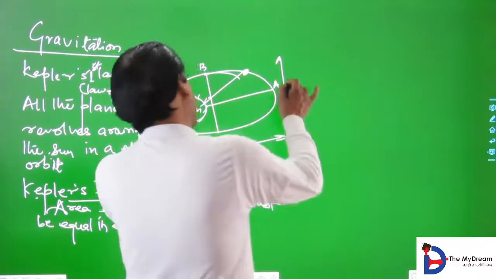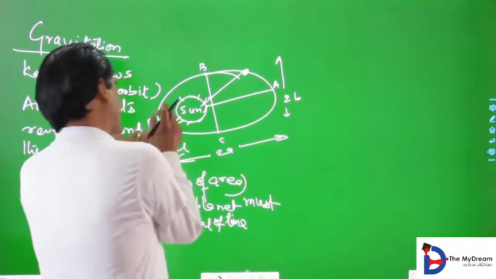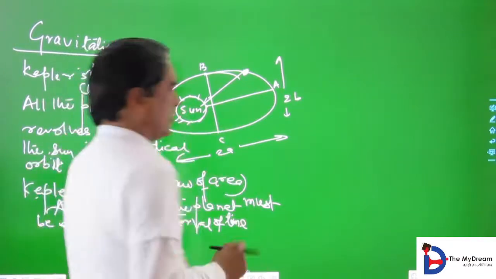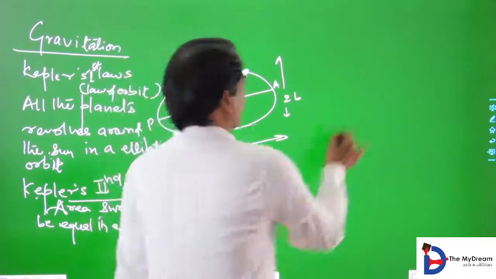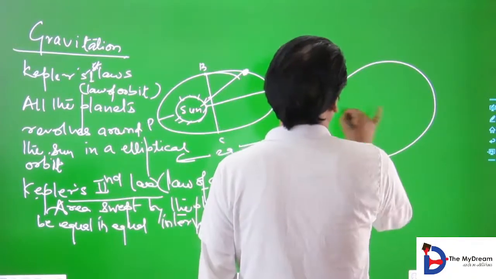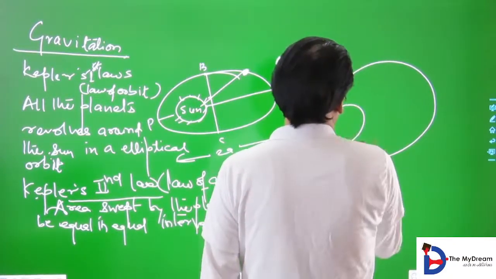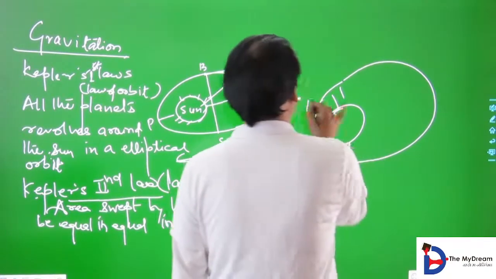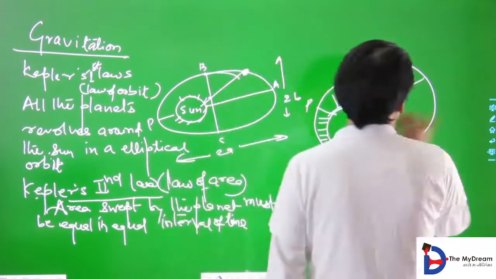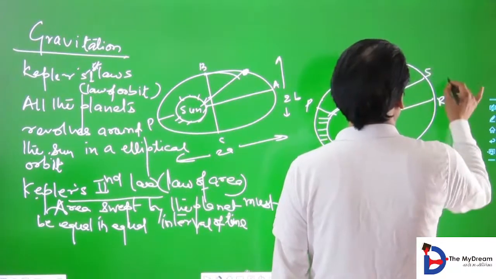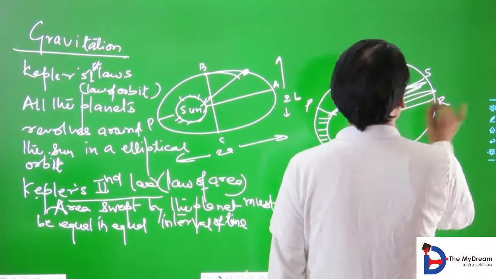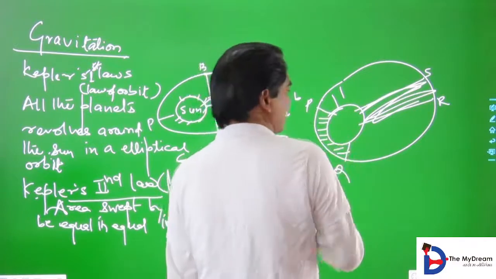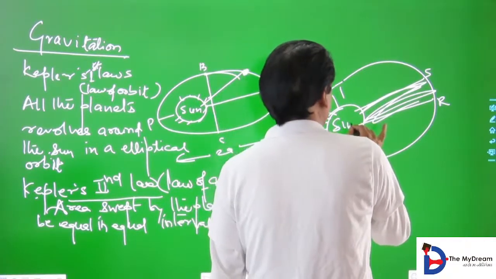This is aphelion, this is perihelion. The distance of the closest approach to the sun is perihelion. This is aphelion. Now, from P to Q and from R to S, in equal intervals of time, the area swept by the planet from R to S and P to Q will remain the same.